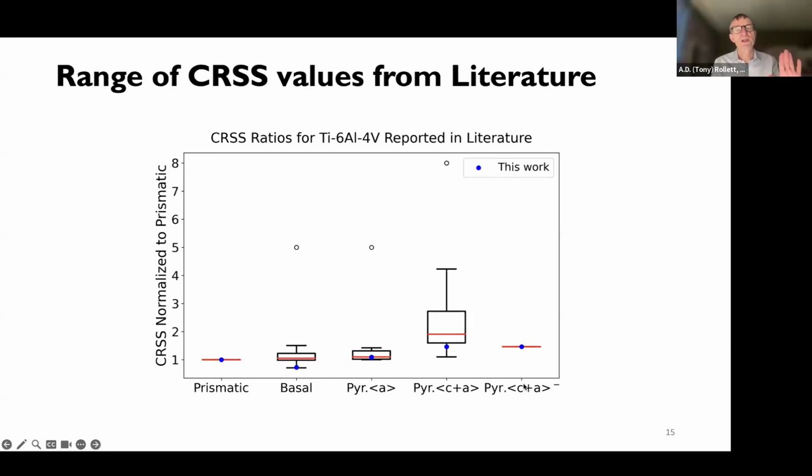That would take too long to explain, the negative version of C plus A. And then there are these 3 outlier points. So this is just to reassure you that the CRSS values were not wildly different from the literature. Okay, I'll pause and just ask if anybody has a question about this, because that was pretty quick.